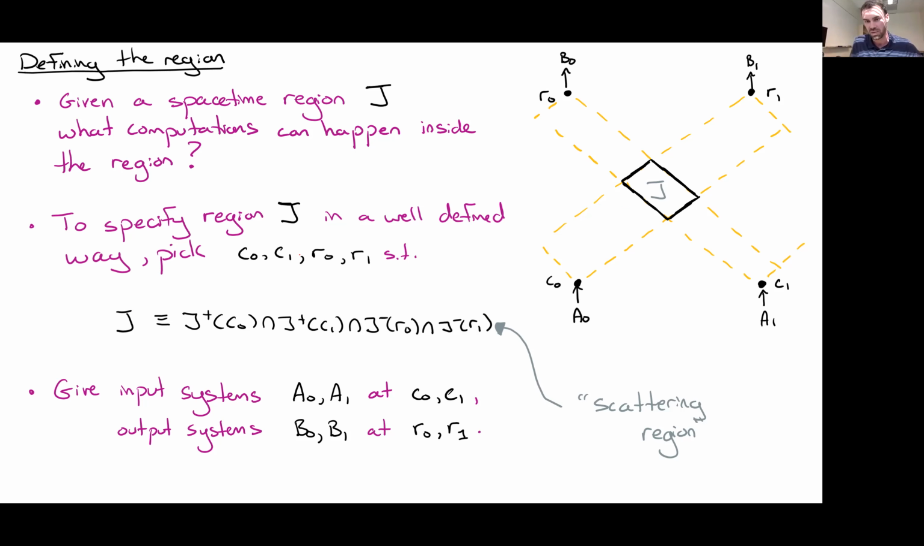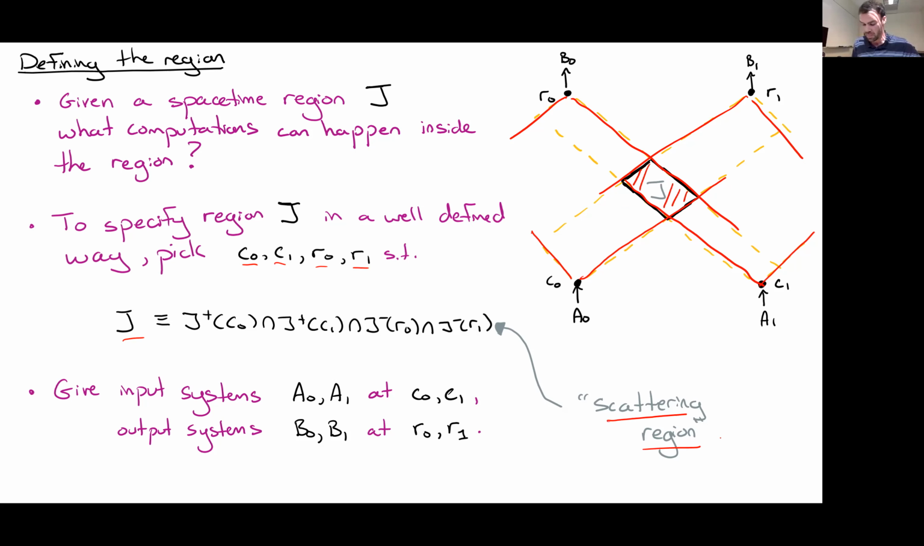In particular, I'm going to pick 4 points, C0, C1, R0, and R1. And I'm going to construct J by intersecting future and past light cones of these points. So I've drawn this on the right. We have this point C0. I'm going to look at its future light cone, take the future light cone of C1, intersect them, the past of R0 and the past of R1, intersect all 4 of those, and that's going to define J for me. A region constructed according to this procedure, I'm going to call a scattering region. And I'm always in this talk going to focus on computations happening specifically within scattering regions.